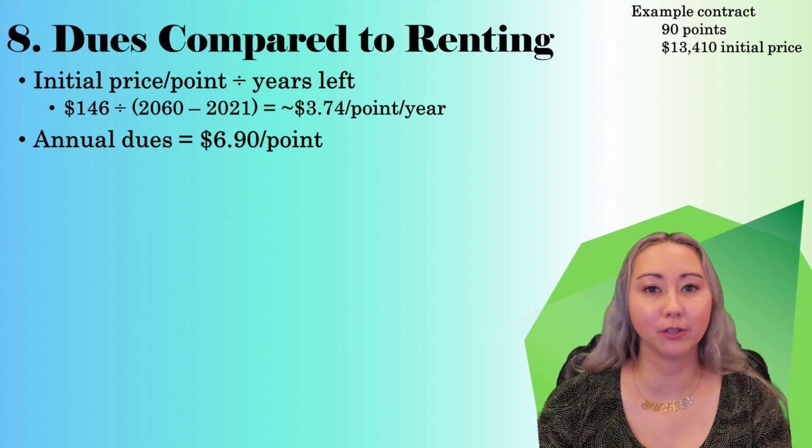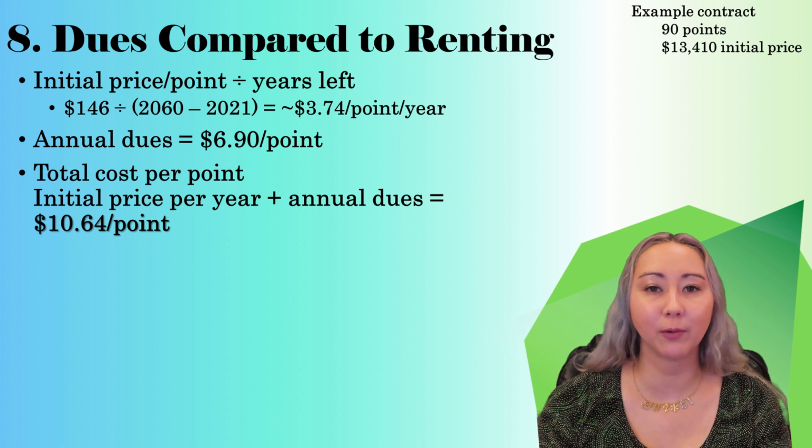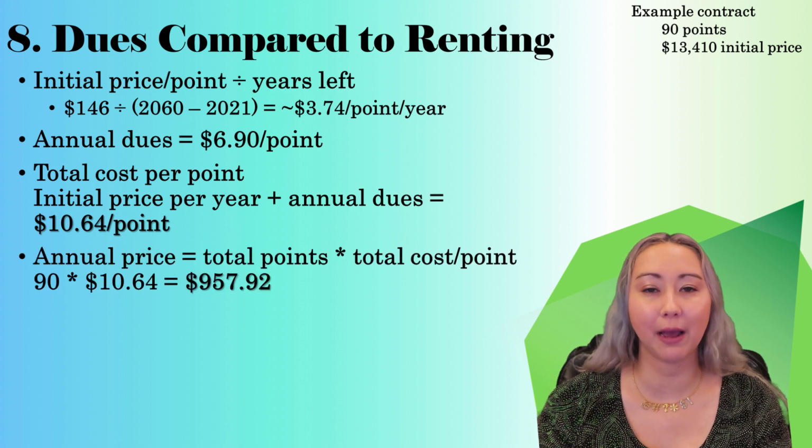Now, we already know the annual dues price. Again, we're falsely assuming this is going to be static moving in the future, but we can add the annual dues amount to our yearly per point amount that we just calculated. This gives me a total yearly cost per point of around $10.50. We don't actually have to do this next calculation to move on with the math and the model, but I think it's a fun aside. At about $10.50 per point per year, that means every year for my 90-point contract, I get those points for less than $1,000 per year.